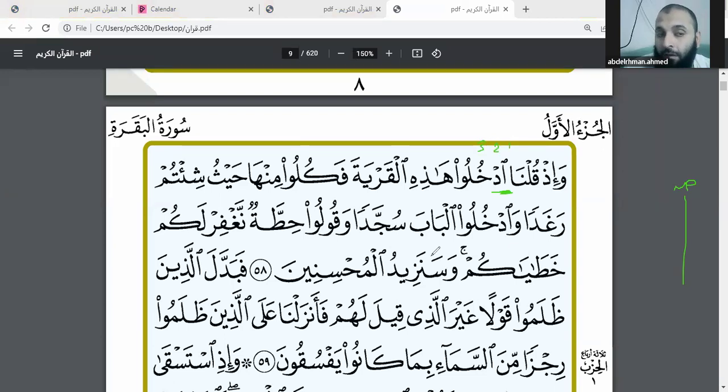So how can we start? The rule says, if the third letter has dhamma, this is Hamzat al-Wasl, this is letter number 2, in between Hamzat al-Wasl and the third letter. The rule says, if the third letter has dhamma, start with Hamzat al-Wasl with dhamma. If the third letter has kasra, start with Hamzat al-Wasl carrying kasra. If the third letter has fatha, should we start with Hamzat al-Wasl fatha? No, this is an exception. Also start with Hamzat al-Wasl with kasra.